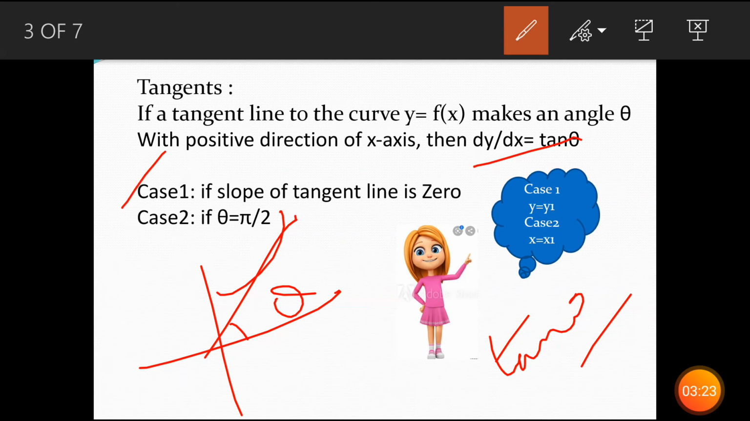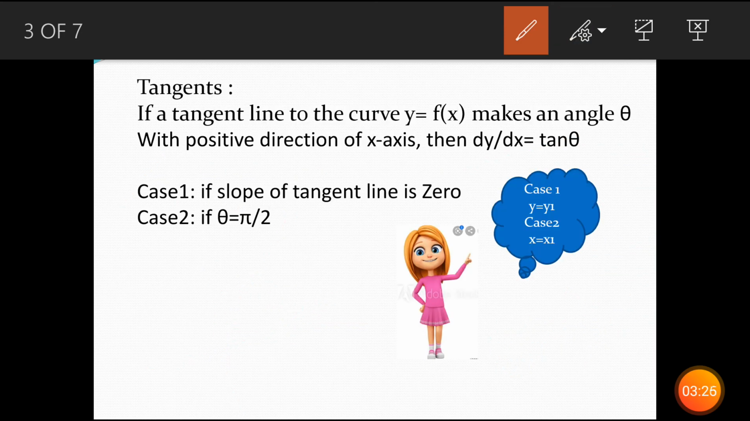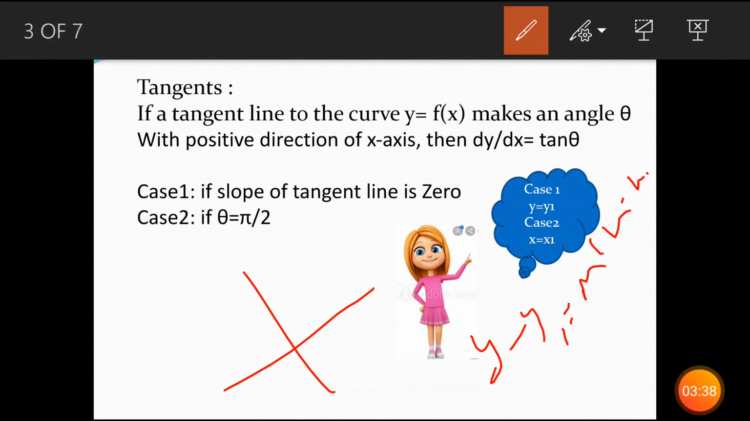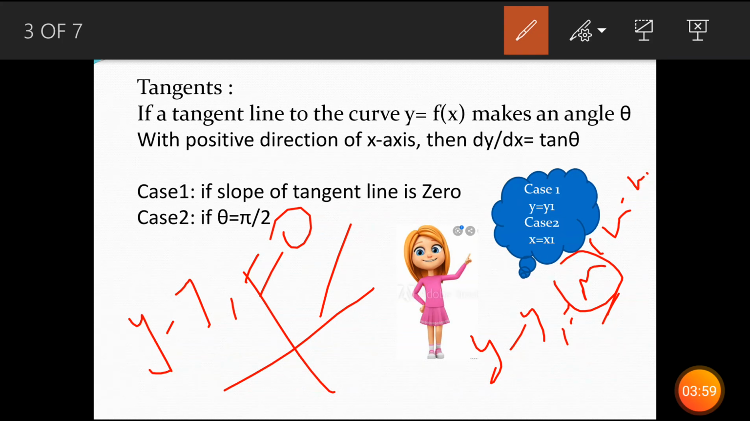Now what is the case? The first case: if slope of the tangent line is 0. What is the meaning of that? Your equation was y minus y1 equals m into (x minus x1). Now they are saying that slope of the tangent line is 0. It means m becomes 0. Slope is 0, it means theta is 0, it means tan theta becomes 0. So in that case this becomes 0. So what is left? y minus y1 equals 0.